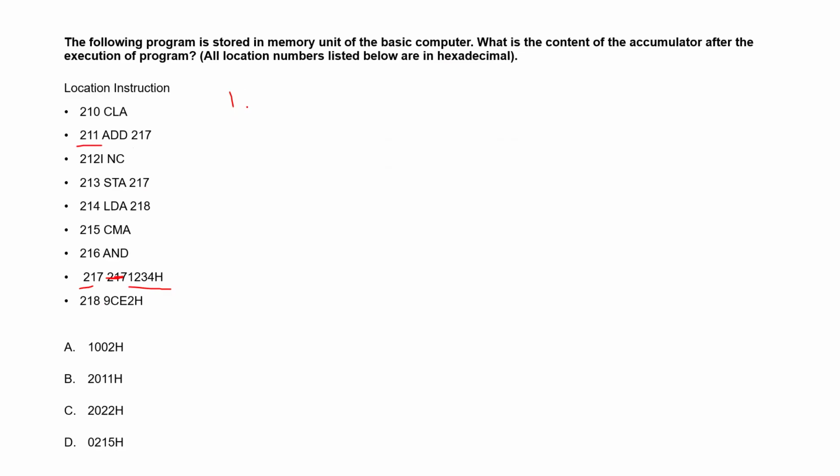Now 1234 we take in hexadecimal format. Next we have to increment. INC means increment by one, so 1235 will be the value. Now STA 217, we have to store it in 213. Now 214 is LDA 218, to load the 218 value. What is the 218 value? 9CE2.